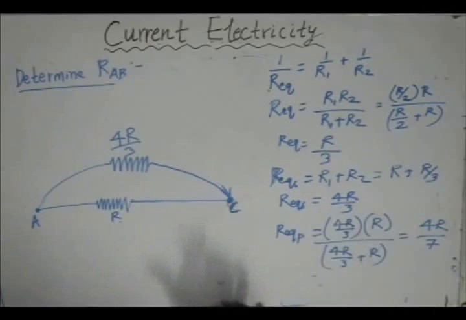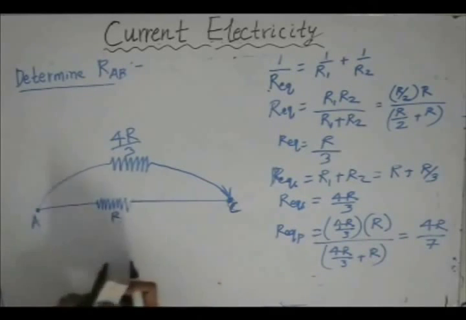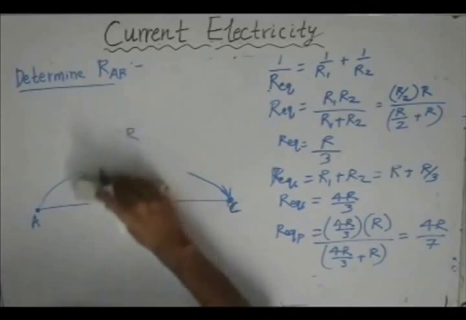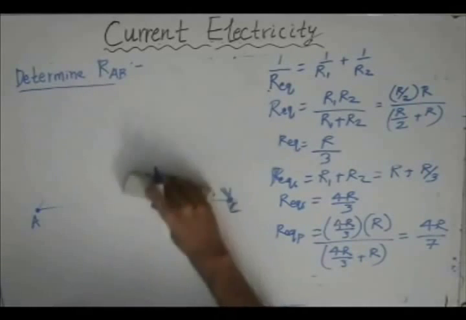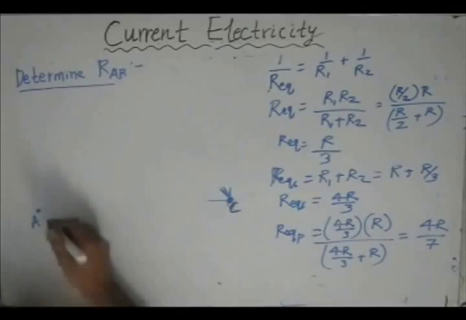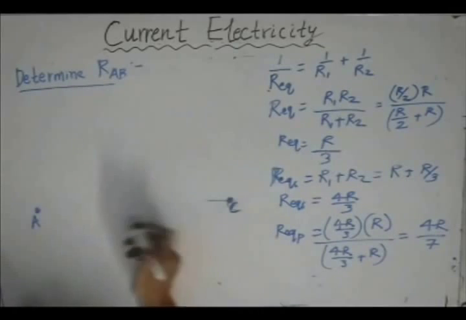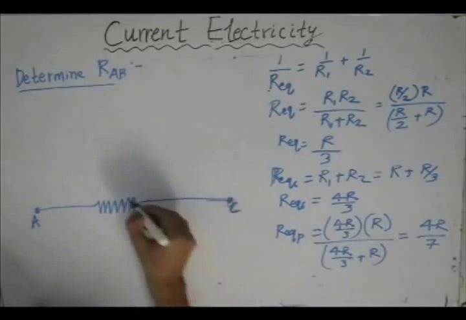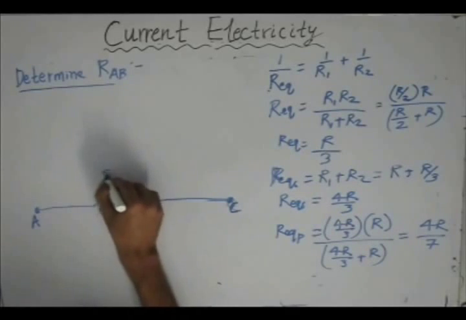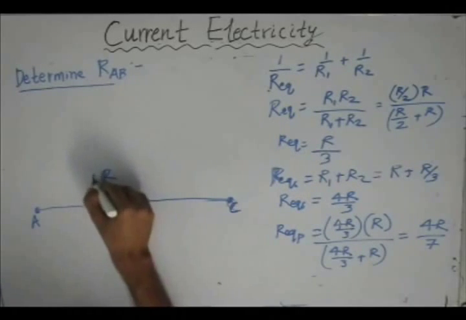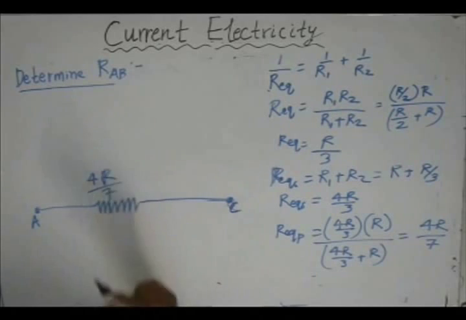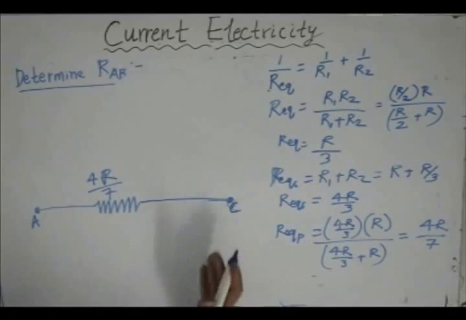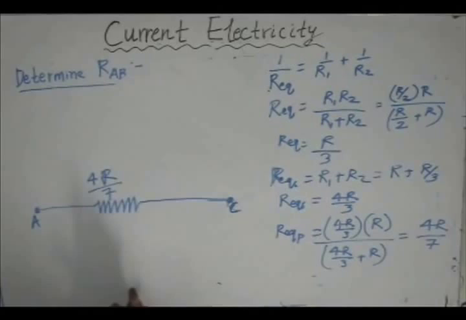So the final resistor between the points A and C is a single resistor of value 4R by 7. So at the end, we can replace the complex circuitry by a single conductor whose resistance is 4R by 7. Now, this is just half of the problem solved, because we also have the other symmetrical plane.